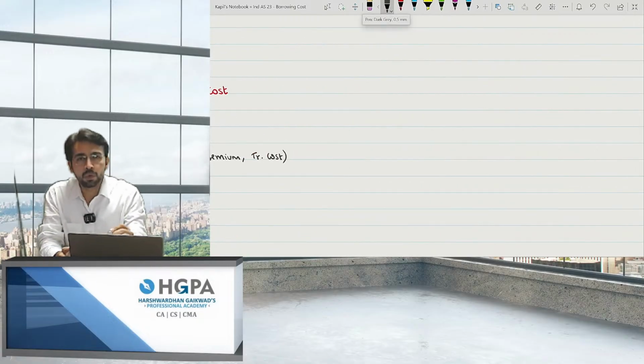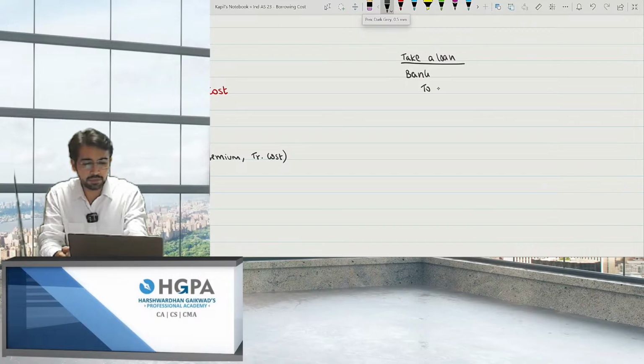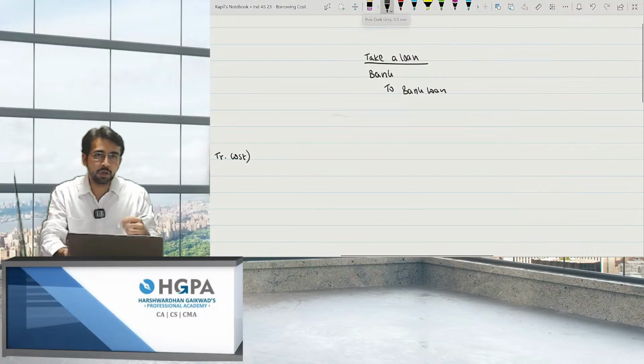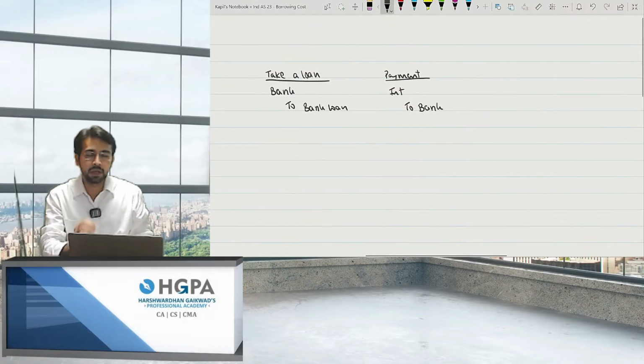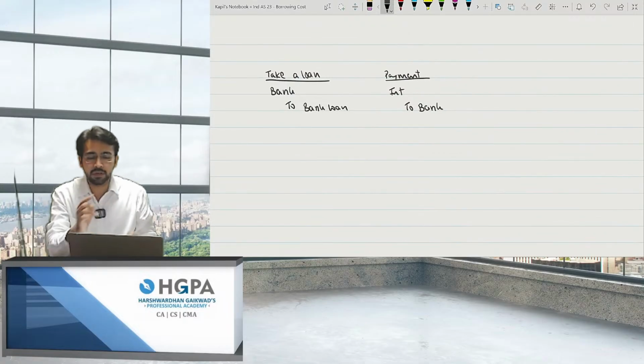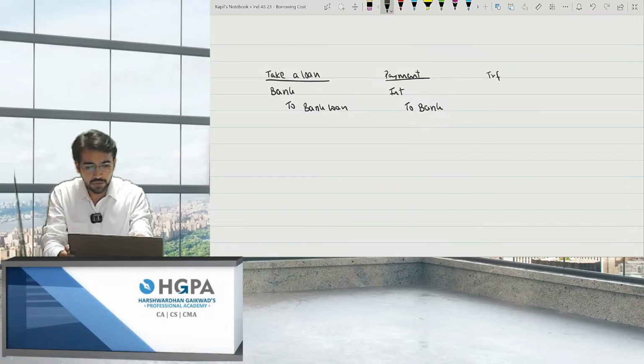So if I ask you, what if you take a loan? What is the journal entry of loan taking? You will say bank account debit to loan, right? Okay, will you pay interest? Obviously, yes. What is the payment entry? You will say, sir, interest account debit to bank. Interest being the expense and the amount is going out, right? What will you do with the interest? Obviously, you will transfer the interest to P&L. So the entry will be P&L to interest.